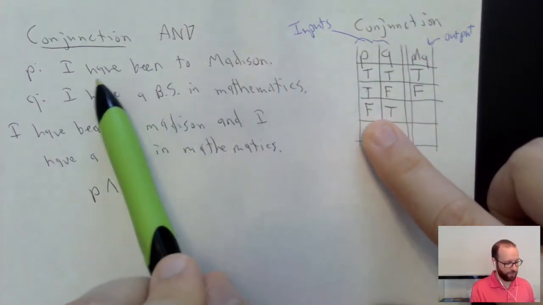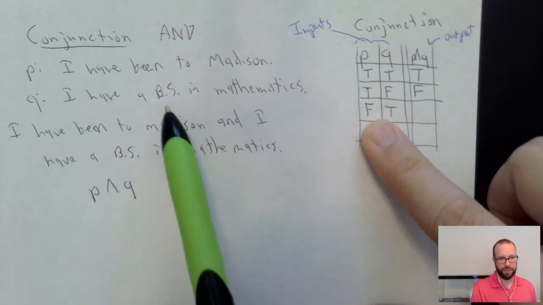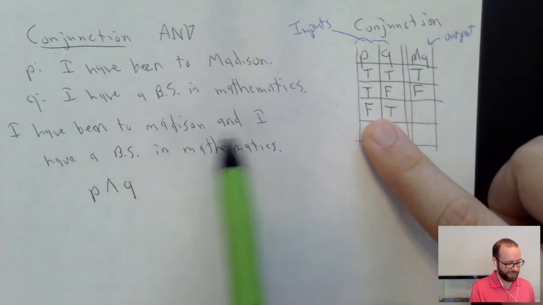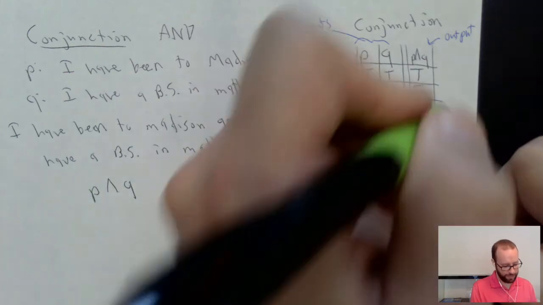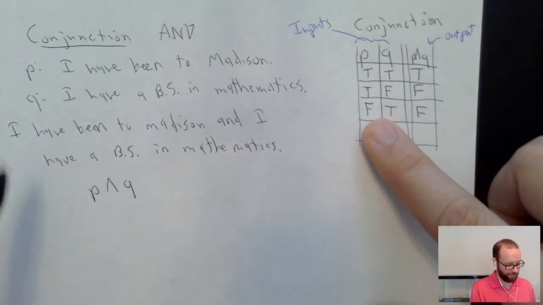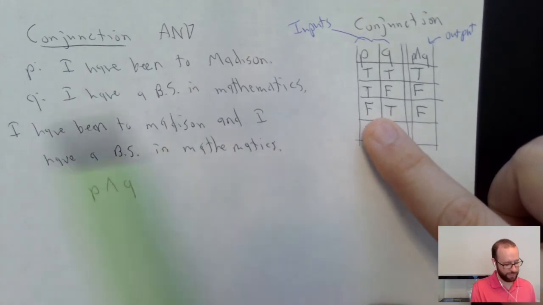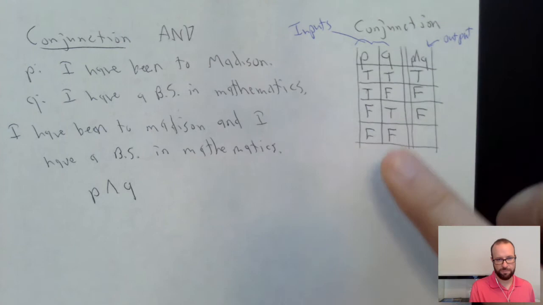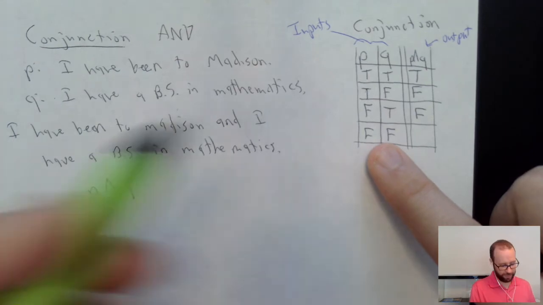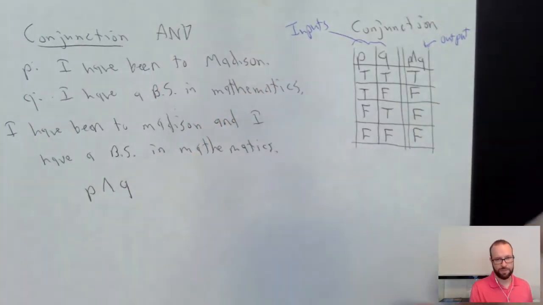If we switch it around, say it's false I've been to Madison and true I have a BS in mathematics. Again, if I write I've been to Madison and I have a BS in mathematics, that's going to be false. Now, I'm more likely to get away with that on a job application than claiming I have a BS, but the statement itself is still false. Finally, if I have not been to Madison and I don't have a BS in mathematics, but I say I have been to Madison and I have a BS in mathematics, we're going to say that that's false.